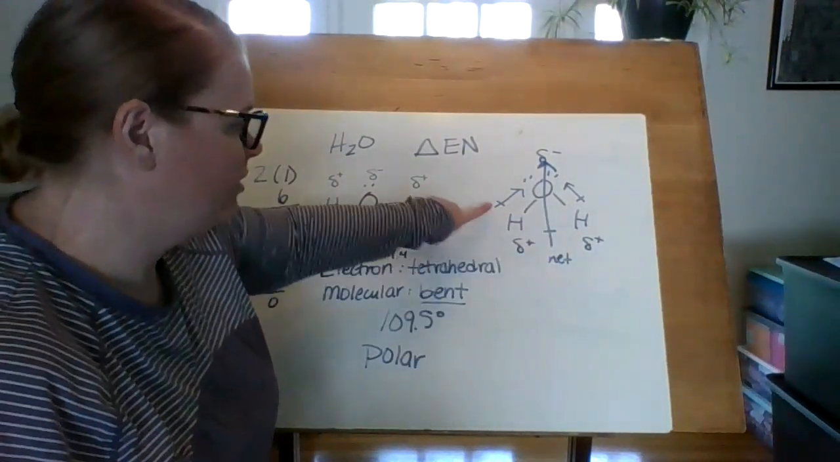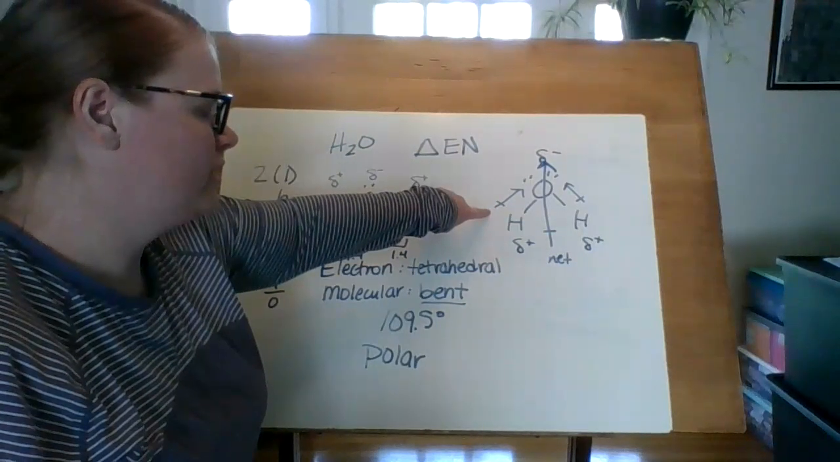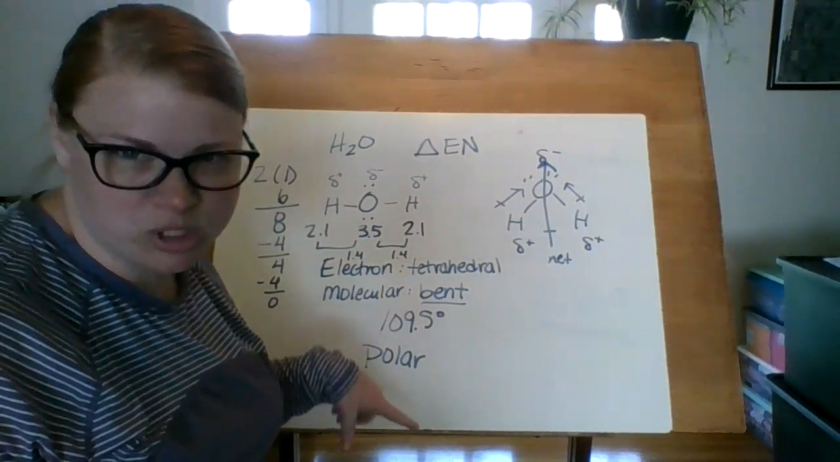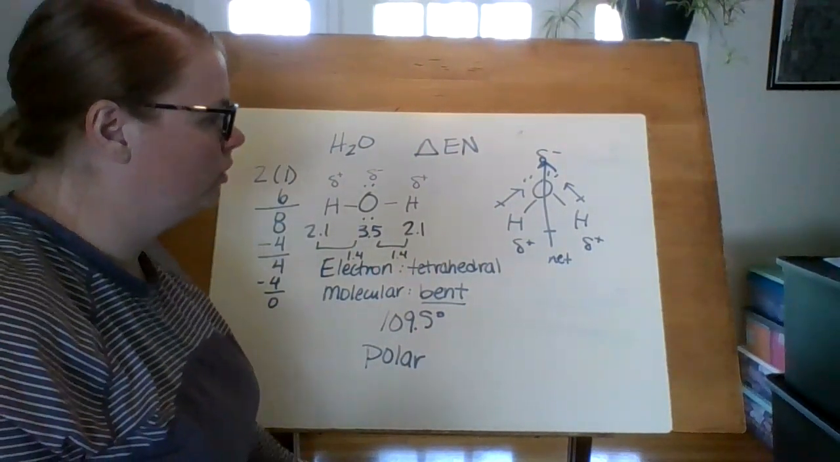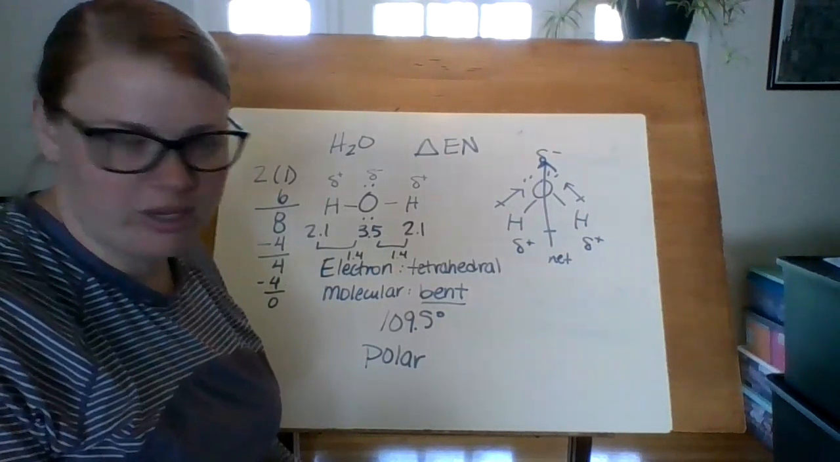You put a little hash at the bottom, because it shows you which is the positive and which is the negative. You always point towards the more electronegative, and then the other side is the positive.